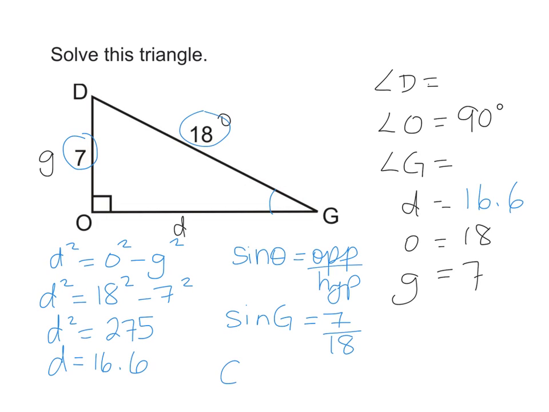And remember how we then find angle G? It's the inverse sine of 7 over 18. Yeah, so let's call that 23. That comes out to 23 degrees. That's G? That's G.